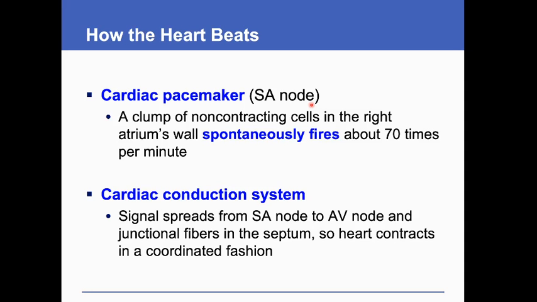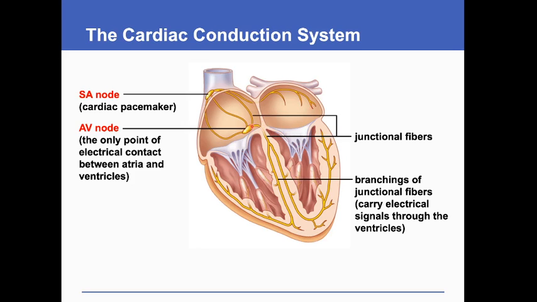Now when the signal gets to the AV node, it's going to be transmitted all the way down to this point of your heart. This is called the apex of your heart. It's going to get transmitted all the way down here to the apex and then spread back upwards. And this is why contraction starts down here.